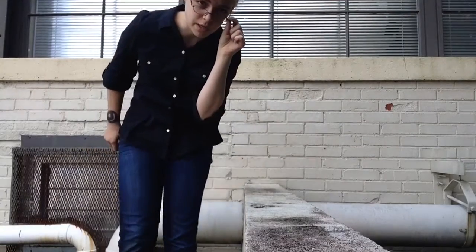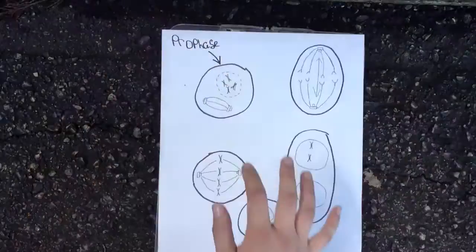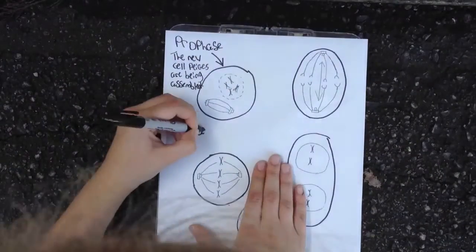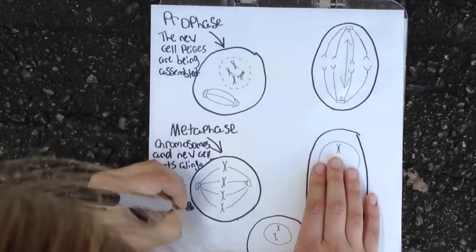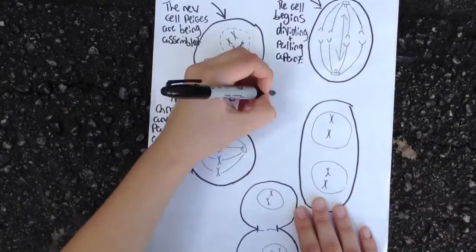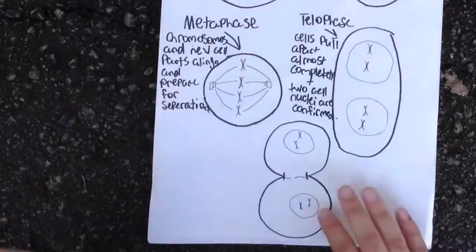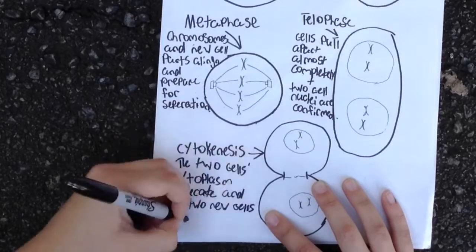I believe that is my cue. Allow me to show you the stages of mitosis. In mitosis, there are four stages. Prophase, when the new cell pieces are being assembled. Metaphase, when all of the chromosomes and parts of the new cell are lining up to be divided. Anaphase, when the two cells begin to pull apart. And telophase, when the two cells are pulling apart and defined nuclei appear. Cytokinesis then takes place, which is when the cytoplasm finally separates and two new cells are seen.